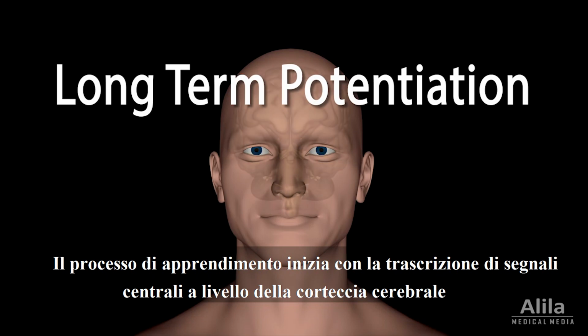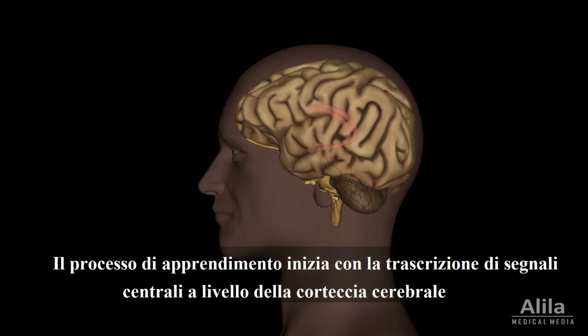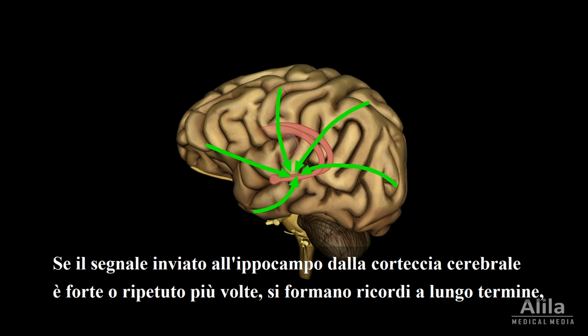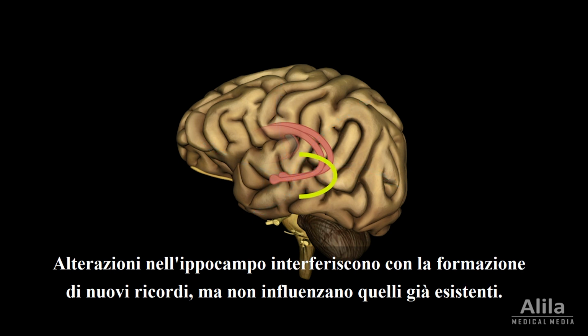The process of learning begins with sensory signals being transcribed in the cortex. They are then transmitted to the hippocampus, where new memories are believed to form. If a signal is strong or repeated, a long-term memory is established and wired back to the cortex for storage. Lesions in the hippocampus impair formation of new memories, but do not affect the older ones.